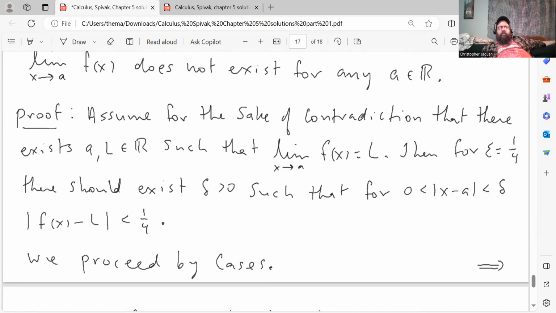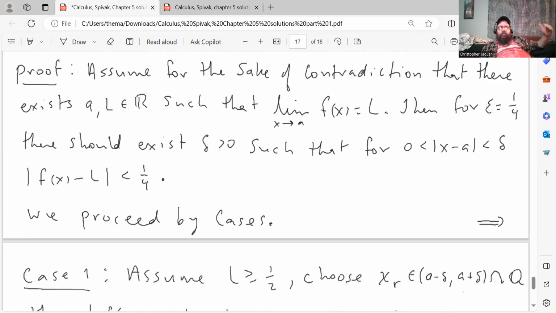So here's the proof. Assume for the sake of contradiction that there exist two real numbers, a and L, such that the limit as x goes to a of f of x equals L. Then for example, for epsilon equals a quarter, there should exist a delta greater than 0 such that for 0 less than absolute value x minus a less than delta, absolute value f of x minus L is less than 1/4.